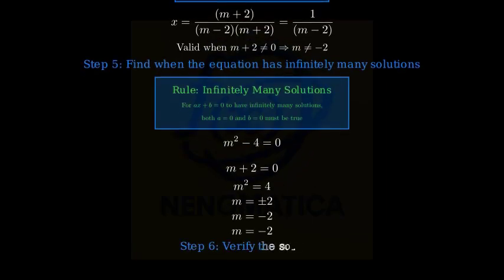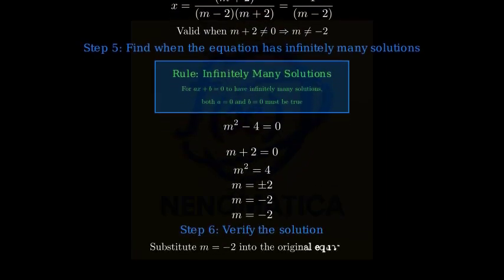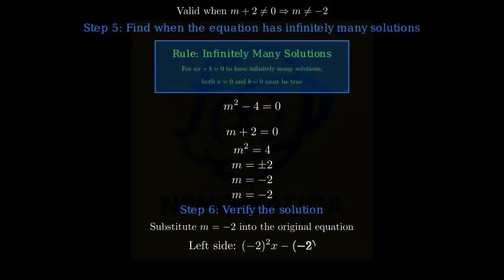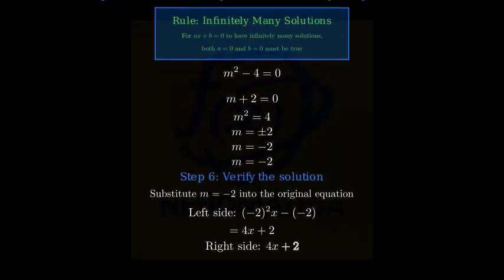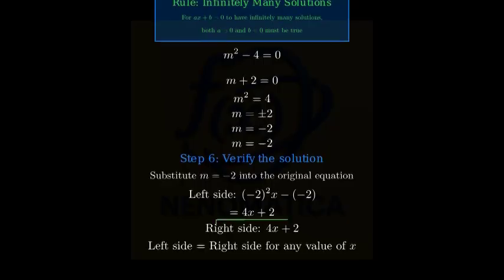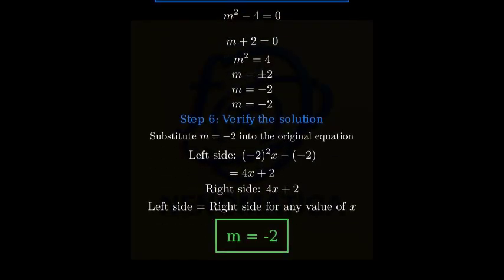Let's verify our solution by checking if m equals negative 2 makes the original equation have infinitely many solutions. When m equals negative 2, the left side of our original equation becomes negative 2 squared times x minus negative 2, which is 4x plus 2. The right side is 4x plus 2. Since both sides are equal for any value of x, the equation has infinitely many solutions when m equals negative 2. We've successfully found that m equals negative 2 is the value for which the original equation has infinitely many solutions.